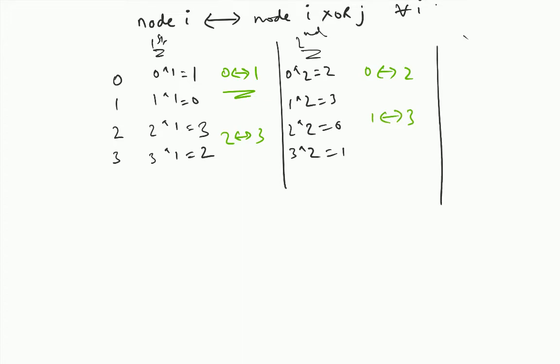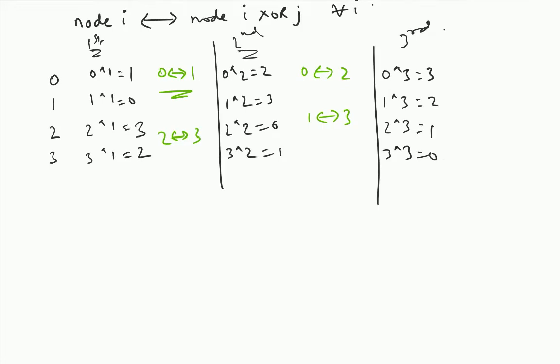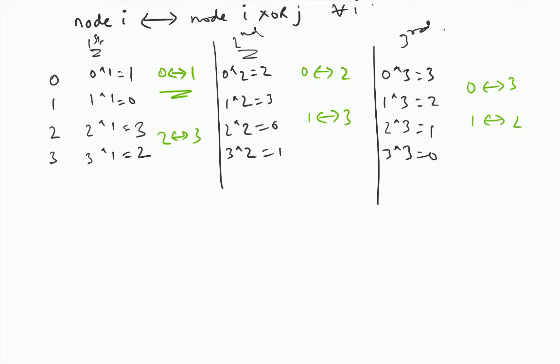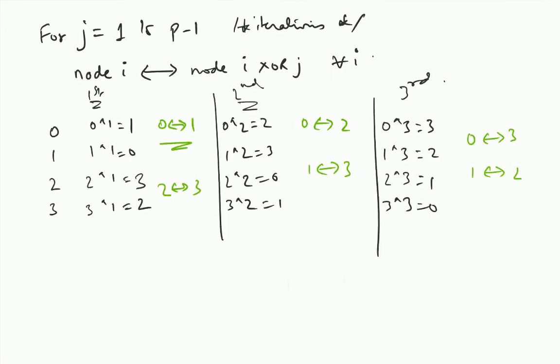In the third iteration, you are going to XOR with 3, so 0 XOR 3, 1 XOR 3, 2 XOR 3, 3 XOR 3. So this is 3, this is 0, this is 2, this is 1. Essentially, 0 has exchanged data with 3 and 1 has exchanged data with 2. All the pairs have exchanged data with each other and therefore the all-to-all is complete. The transpose is complete. So this is the algorithm.